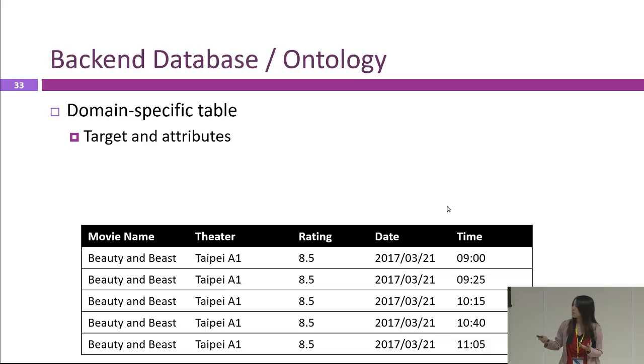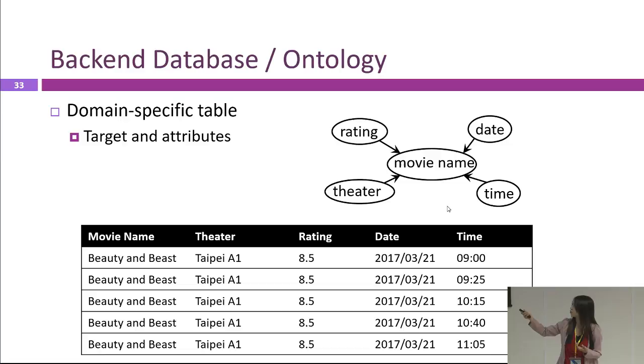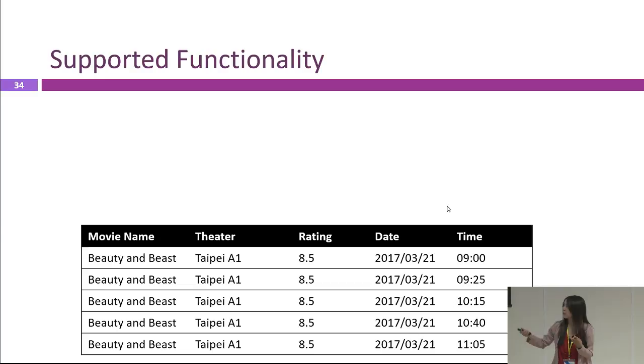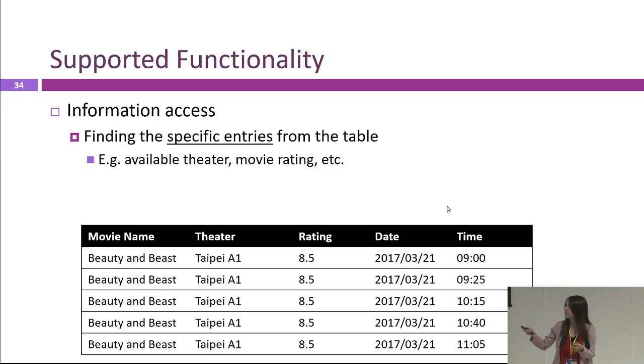Let's see an example. This is a movie ticket. We have the movie name, theater, rating, date, and also type. It corresponds to this ontology. And it can support two different functionalities. The first type is information access. For example, the user wants to get specific entries from the table. For example, they want to get the information about time, or they want to get the information about rating, like this number. So we call it information consumption.